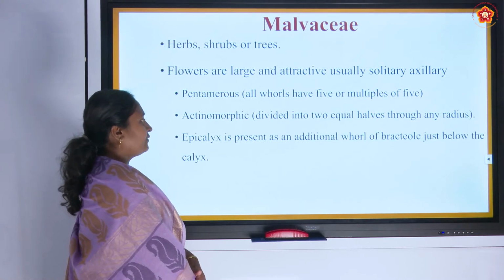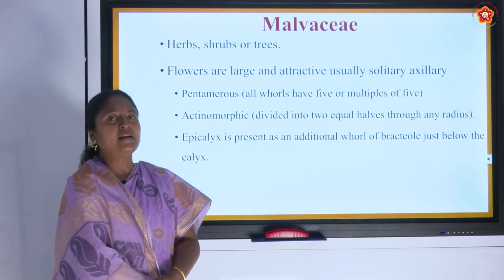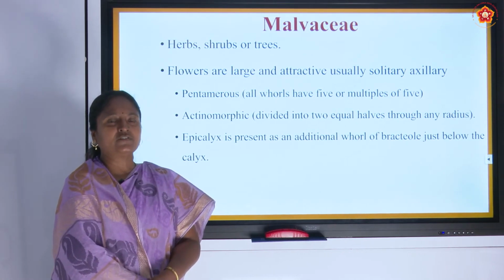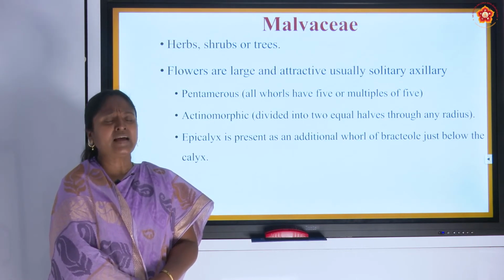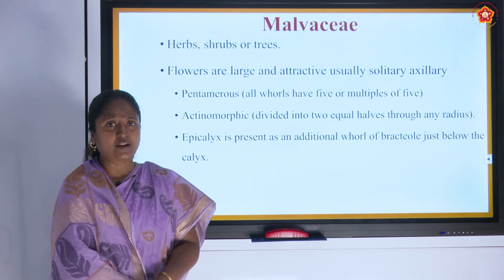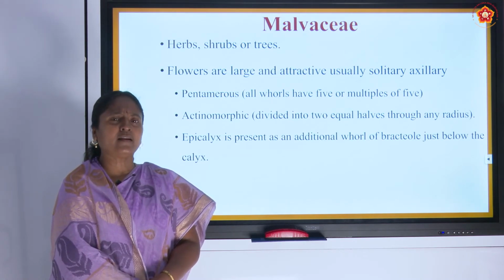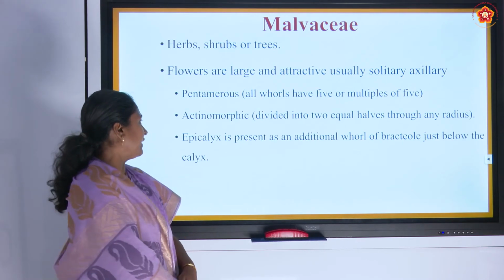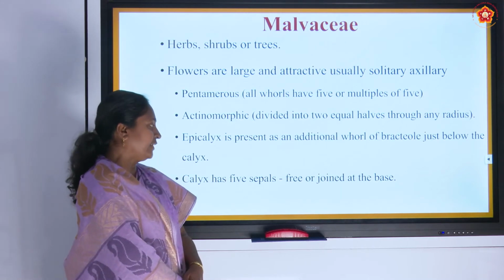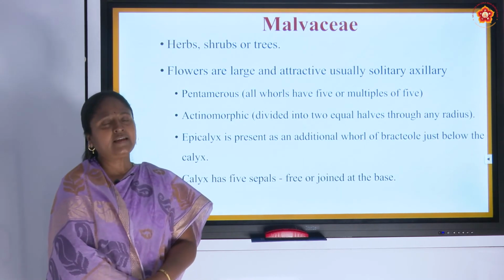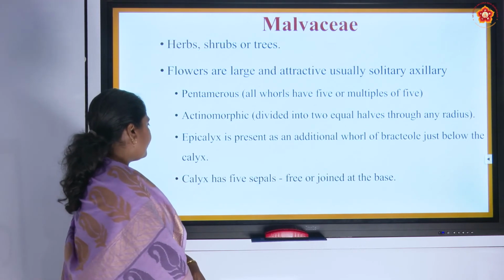Then epicalyx, which is present in addition to all the bracteoles, is a small leaf-like structure present below the flowers. If you observe any of the Malvaceae flowers, for example a shoe flower, that is common hibiscus, you can see a small leaf-like structure known as epicalyx. Then we have calyx, which are 5 in number.